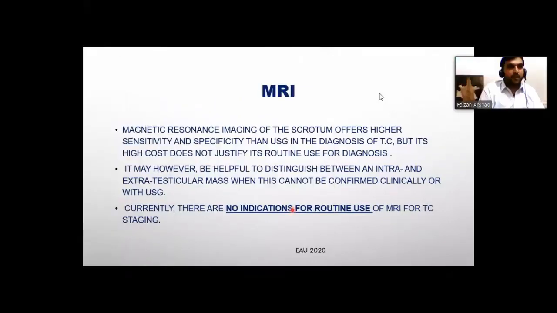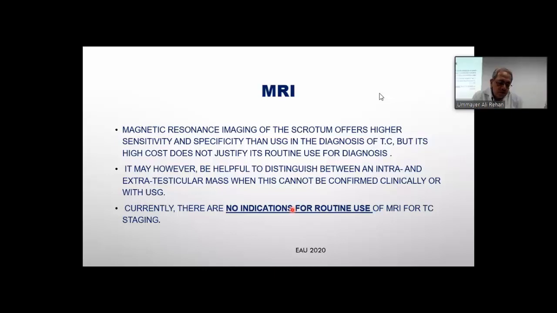MRI of the scrotum offers higher sensitivity and specificity than ultrasound in the diagnosis of testicular carcinoma, but its high cost does not justify its routine use for diagnosis. It may, however, be helpful to distinguish between an intra and extra testicular mass when this cannot be confirmed clinically or with ultrasound. Currently, there is no indication for routine use of MRI for testicular staging.